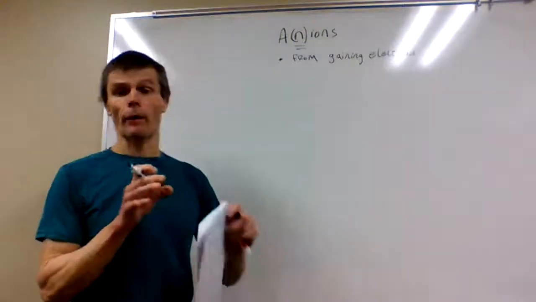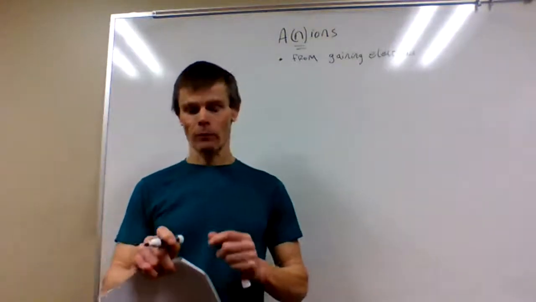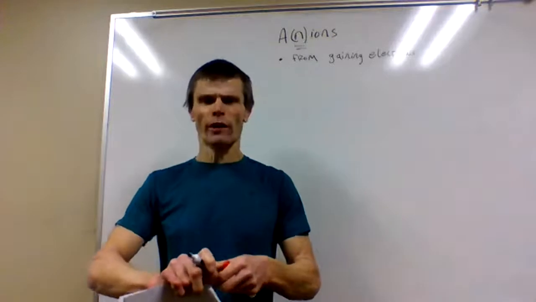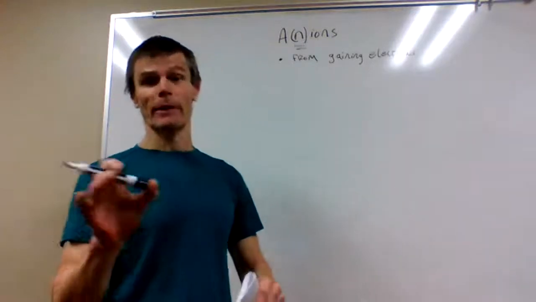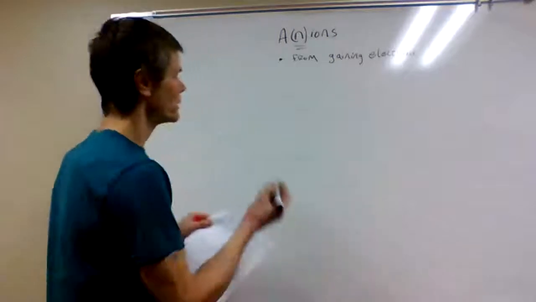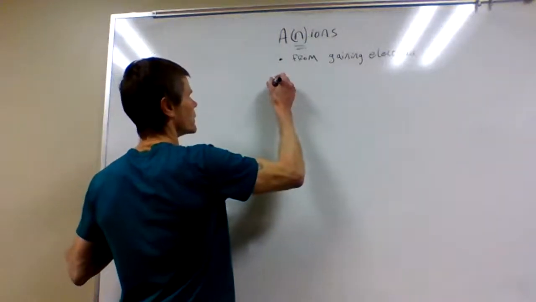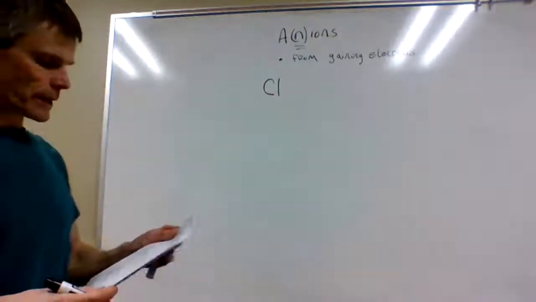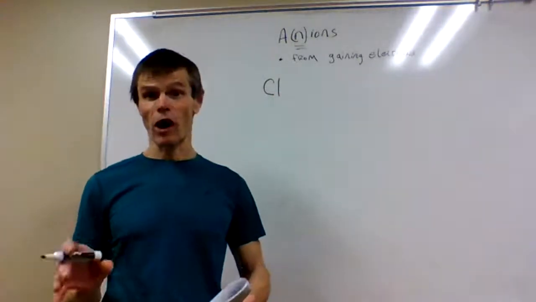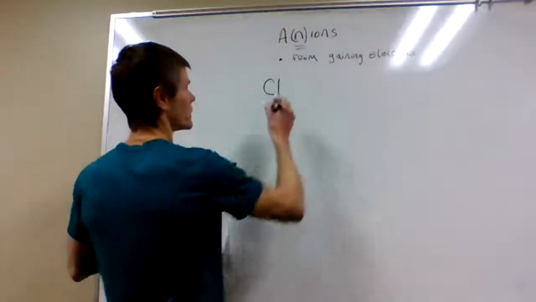Let's look at one particular atom. Again, we're going to learn why this is true. We'll learn how we can make predictions. Learning why is pretty detail oriented. You might have to take a more advanced class. Let's look at chlorine. Chlorine has an atomic number of 17.